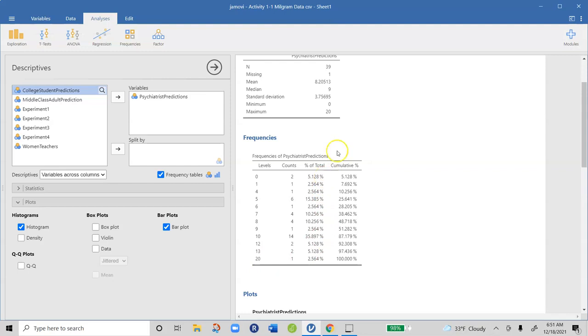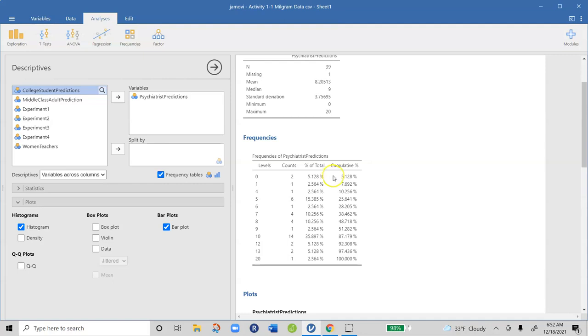Right. The next column on the right here is the percent of the total. There were 39 people total, or psychiatrists, included in this study. And for each level here, it's the percent of people who gave that response. So for this very first one, you have 2 people divided by 39, which gives you 5.128%.